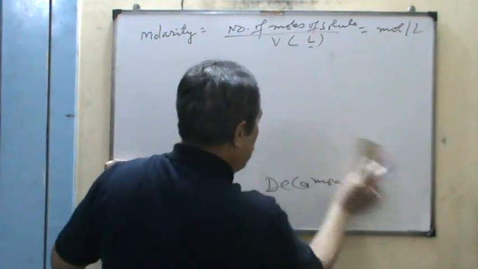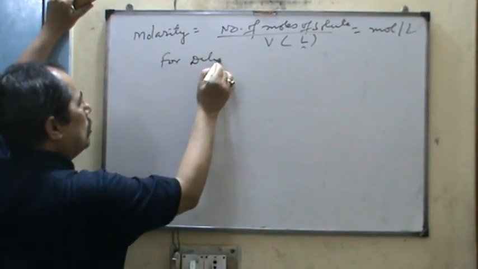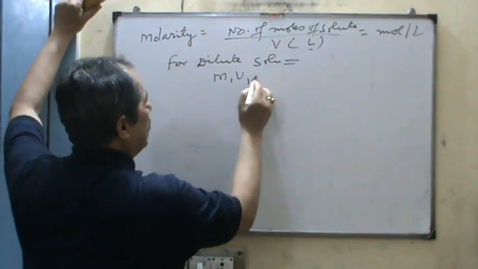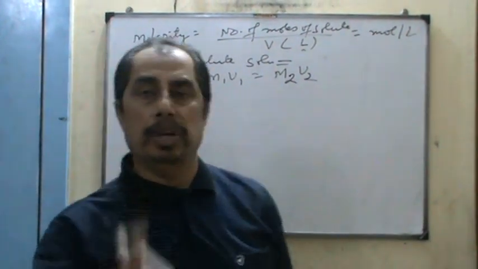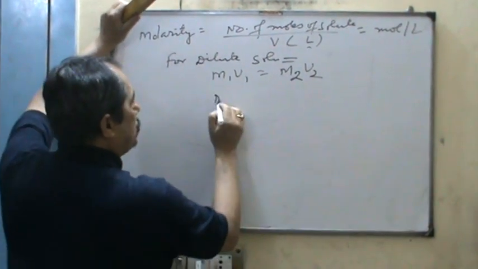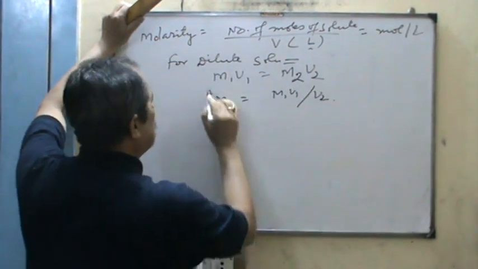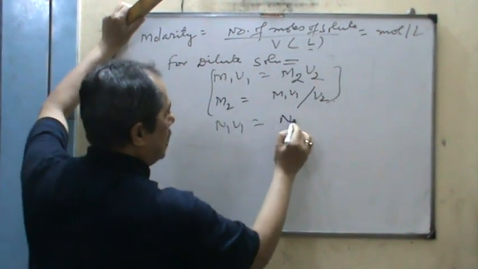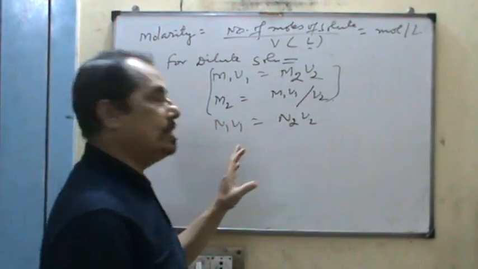Secondly, for dilute solutions, you use this formula: M1 V1 equal to M2 V2. Out of 4 parameters, 3 are given, the 4th can be calculated. If we have to calculate M2, then it is M1 V1 divided by V2. The same formula you can apply here for normality: N1 V1 equal to N2 V2. I will discuss at the right time what is normality.